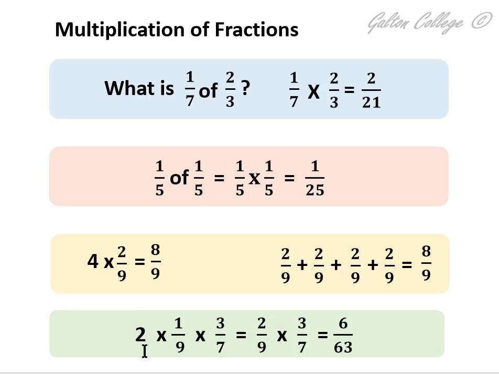Down here we've got 2 multiplied by 1/9 times 3 over 7. Well, that's equal to 2 times 1 is 2. That's 2 over 9. There's 1/9, so 2 over 9 is there, times 3 over 7. Just write it out again, 3 over 7. Now multiply. 2 times 3 is 6. 7 9s, 63.